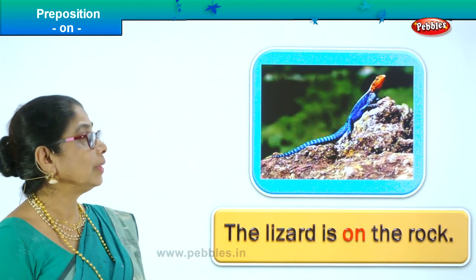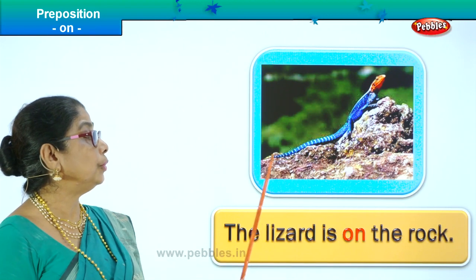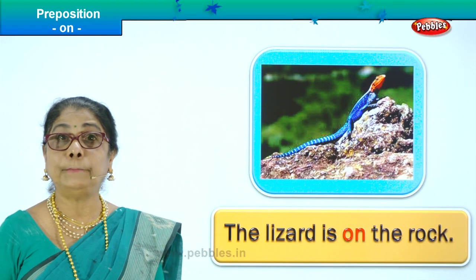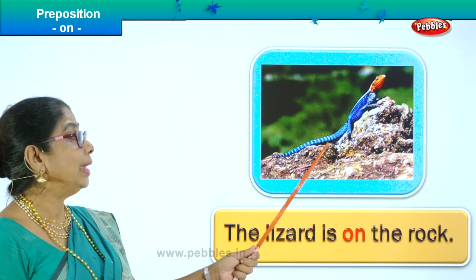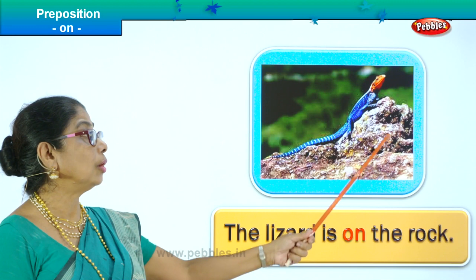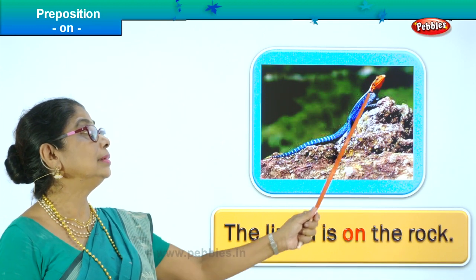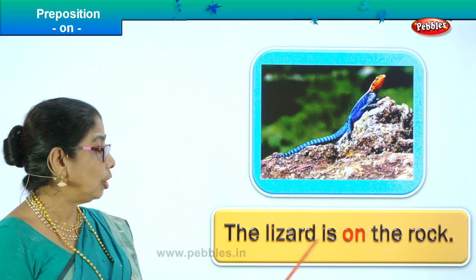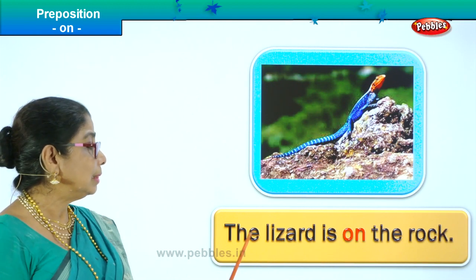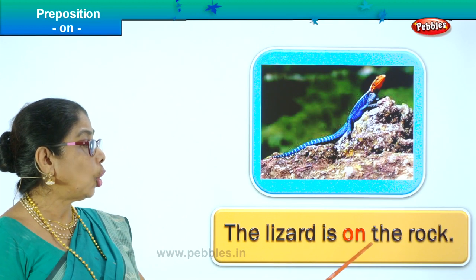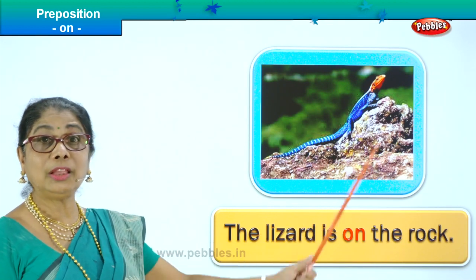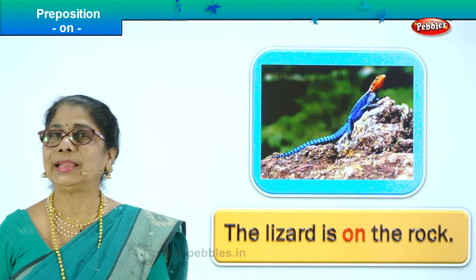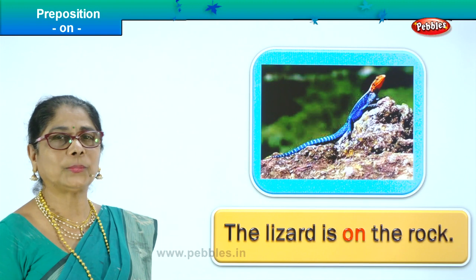Let's take a new picture. Now here is a beautiful lizard. A garden lizard. Blue color. Where is the lizard? On the rock. There is a rock and here's the lizard sitting looking at you. We are doing preposition on. Where is the lizard? The lizard is on the rock. Good.